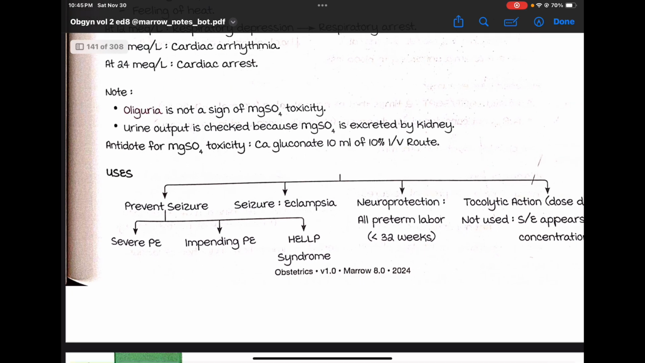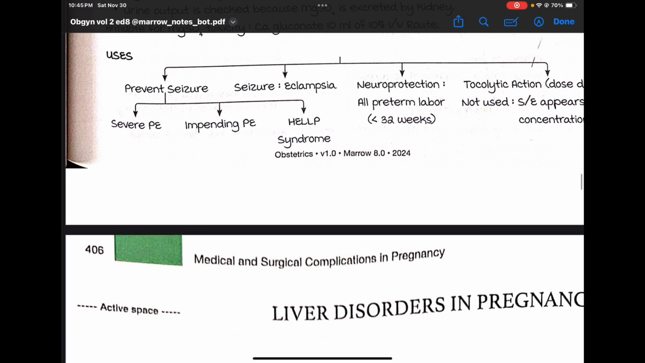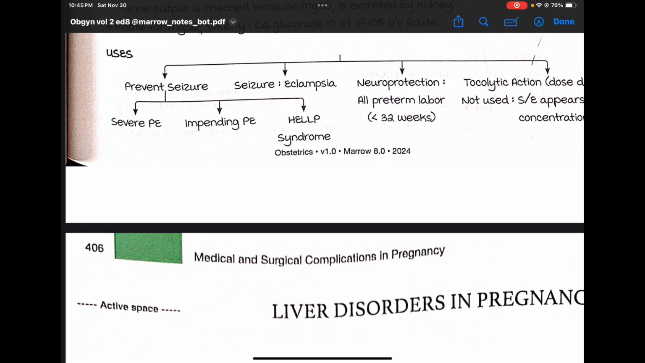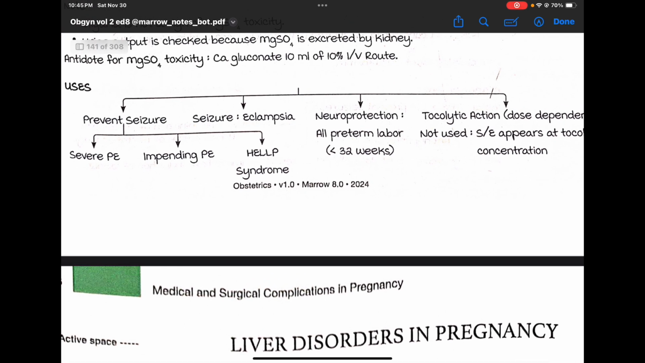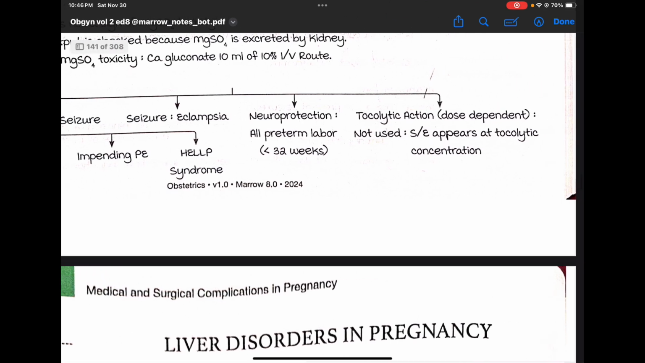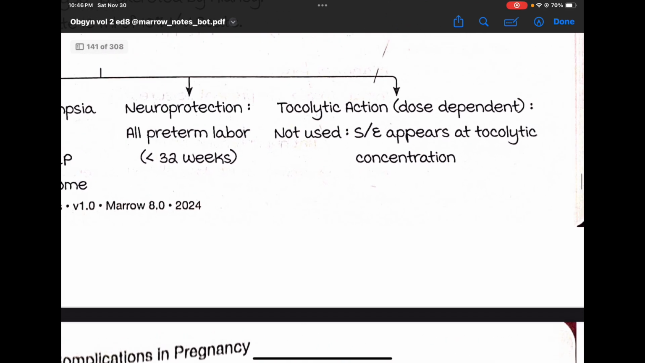Uses: prevent seizure in severe preeclampsia, impending eclampsia, HELLP syndrome, and eclampsia. Neuroprotection in preterm labor less than 32 weeks. Tocolytic action is dose dependent; not used as a tocolytic because side effects appear.